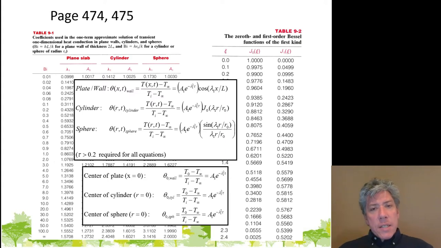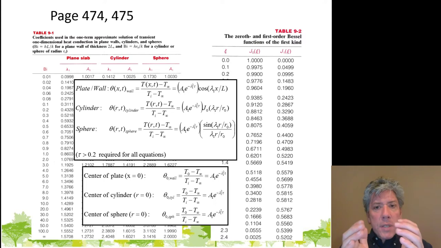On the right-hand side, the terms are broken down into two parts. There's the term in the parentheses, and then the other modifying term. The first term really takes into account time. You notice that in the exponent, e to the negative lambda 1 squared tau, tau is the Fourier number, and that's the number that has time in it.